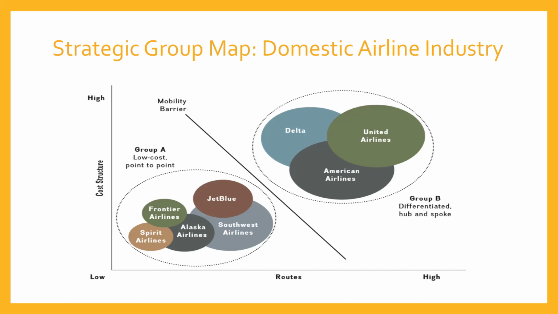And so then you have Frontier, Spirit, and Alaska as well. So those are considered to be low cost point to point, and the others are differentiated hub and spoke. So, again, is Southwest differentiated? They're a low cost airline, but it's quirky, it's fun, they tell jokes, service is pretty good. Part of me feels that Southwest might even be operating in a space unto itself, but that's just me.